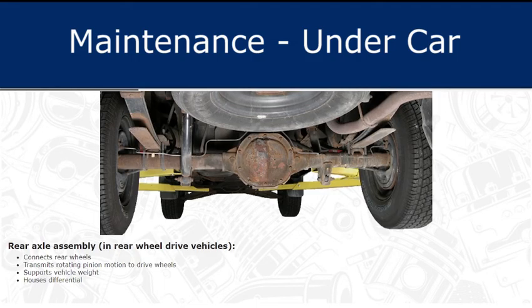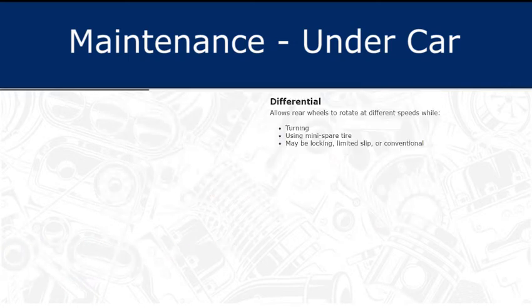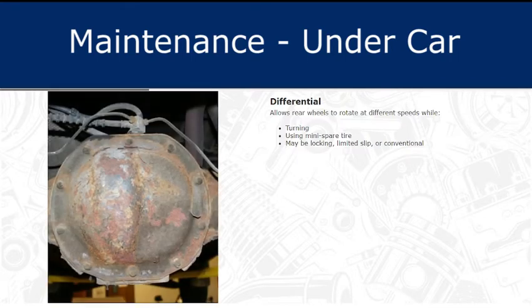In rear-wheel drive vehicles, the rear axle assembly connects the rear wheels, transmits rotating pinion motion to drive the wheels, supports the weight of the vehicle, and houses the differential. The differential allows the speed of the rear wheels to differ from each other as required by turning maneuvers and when the mini spare tire is in use. Differentials may be locking, limited slip, or conventional.